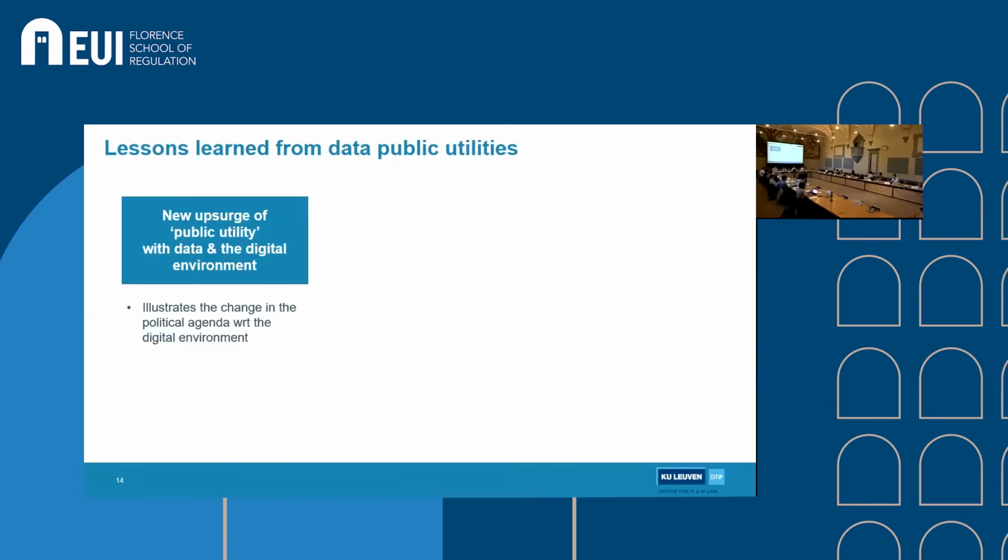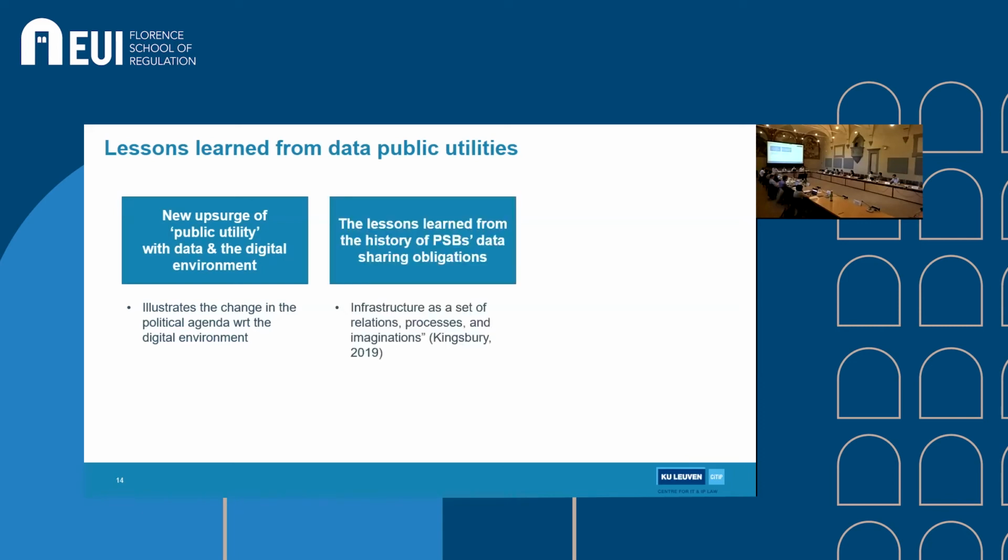So it's visible that there is this new upsurge of public utility with data in the digital environment, which is actually interesting because it stems a lot from the EU, while traditionally the EU was, as was discussed previously, pushing for liberalization and a bit less of public utility or public service obligations for the sake of the free market. But now with data and with the digital environment, it seems to be the other way around. So there seems to be really a shift in the political mindset here.